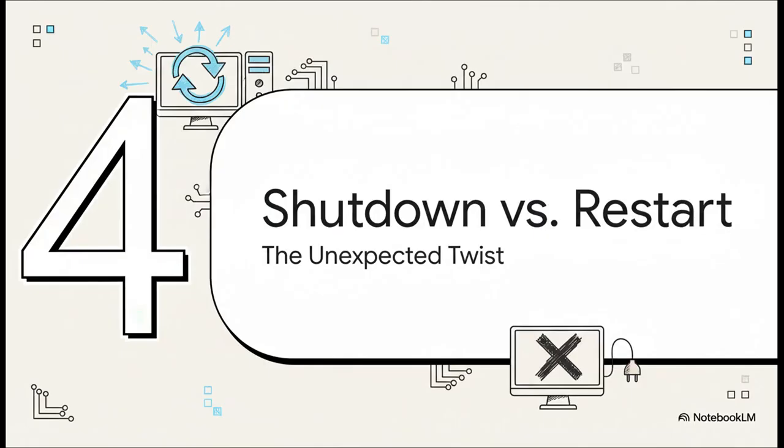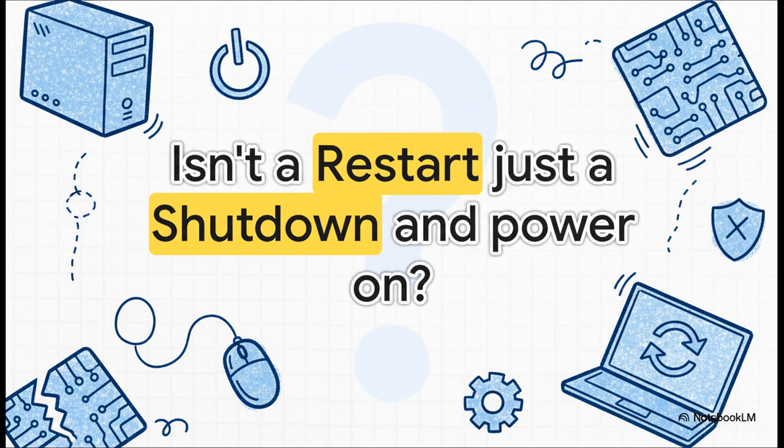Now, just when you thought you had the complete picture, I've got a little twist for you. This is something that most Windows users, even experienced ones, get wrong, and it's super important, especially when you're trying to fix a problem. It seems totally logical, right? I mean, shutdown turns it off, restart turns it off, and then on again. They should basically be the same thing, with one extra step. But here's the thing. In modern Windows, they are fundamentally different.